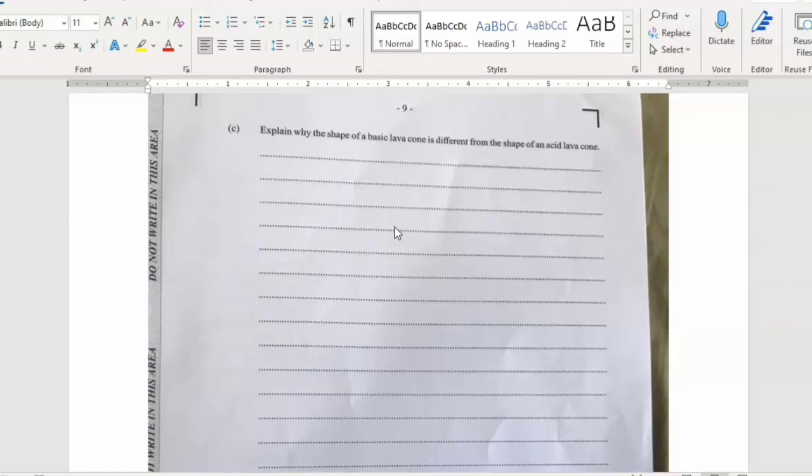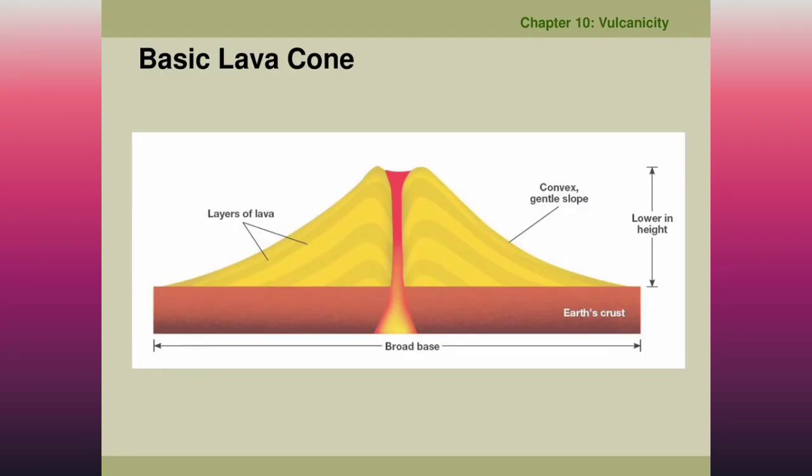So for the basic lava cone, because of the low silica content, the lava is very thin and runny. So it flows to great distance before it cools. Hence the reason why it creates gentle sloping volcanoes or gentle sloping sides, right?